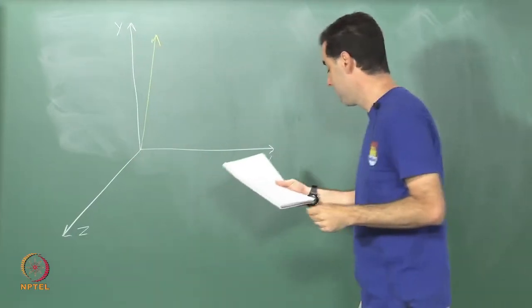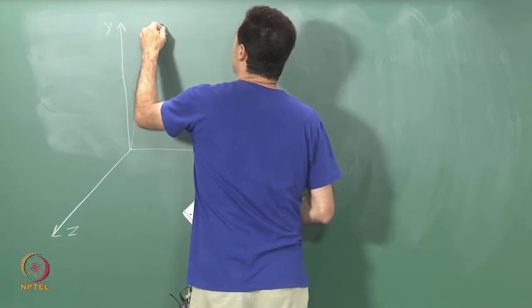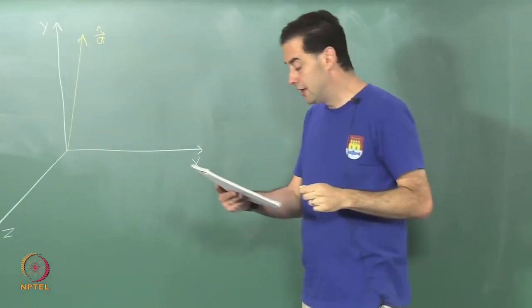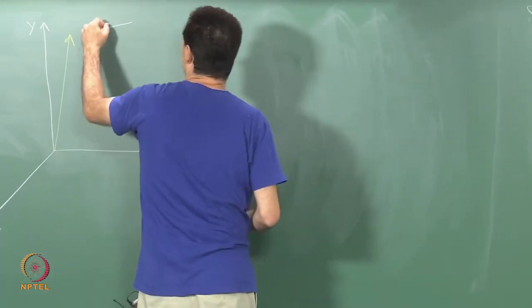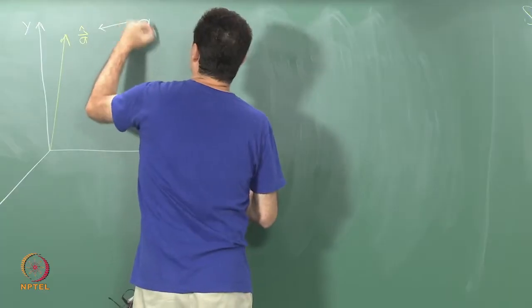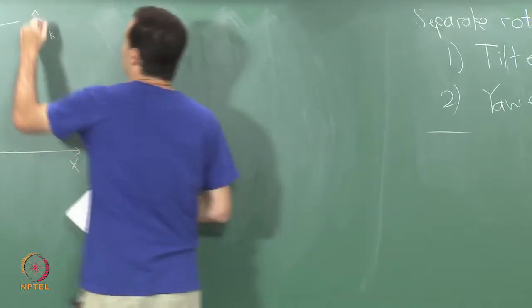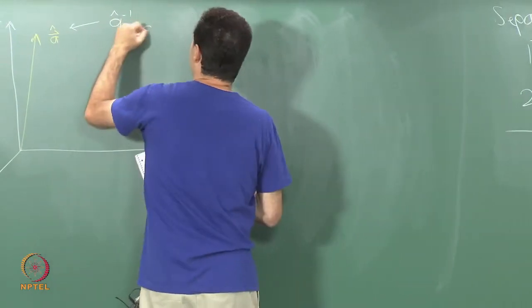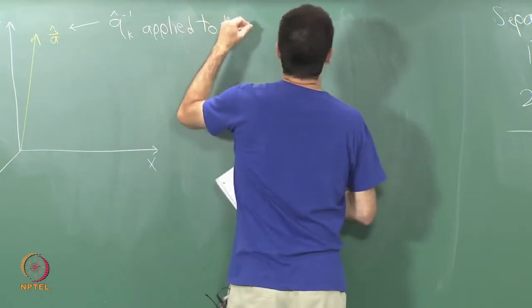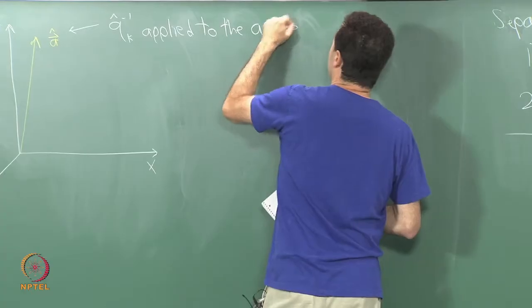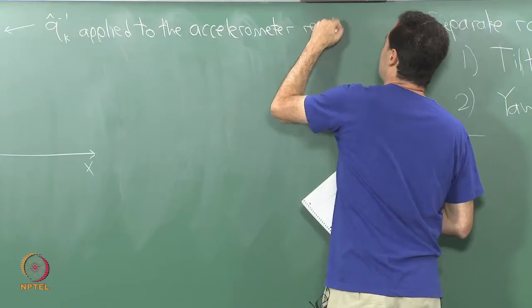I have this vector here. I will call it A with a hat on it, representing some kind of estimate, which is a measured acceleration. And what I would like this to represent is my current estimate of my orientation, but the inverse of it applied to the accelerometer readings. This should be the current accelerometer reading.